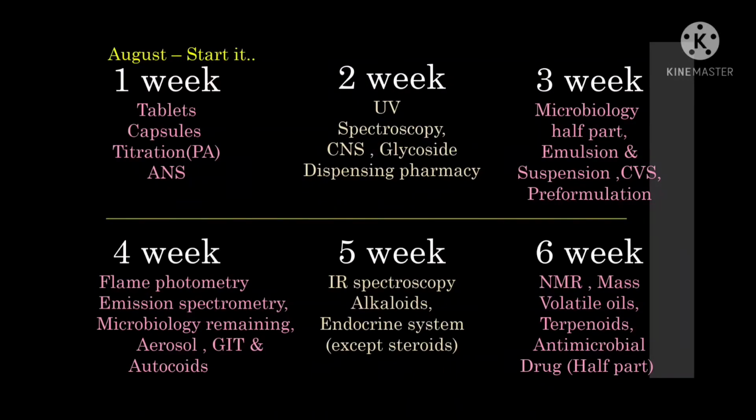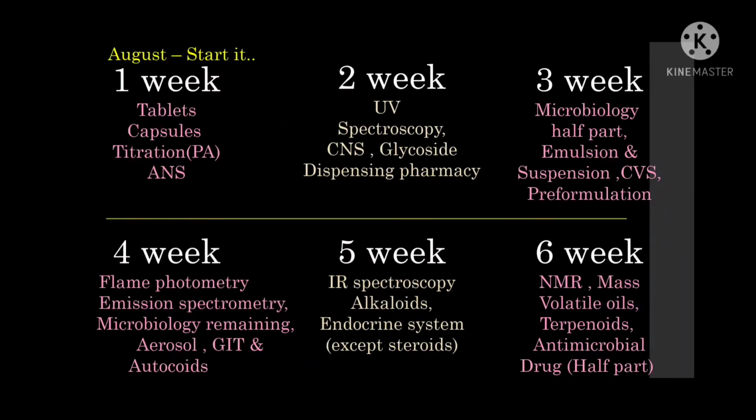Here the half part means you have to choose on your own basis. Divide the subjects into 2 or 3 parts, keep them across 1 or 2 weeks, and decide which part of that subject you will cover in which week. In the fourth week, flame photometry, emission spectroscopy, microbiology remaining part, aerosol, GIT, autocoids. And in the fifth week, IR spectroscopy, alkaloids, endocrine system, except steroids.